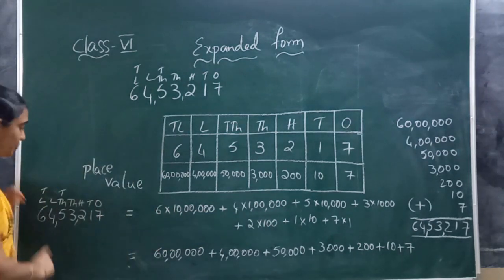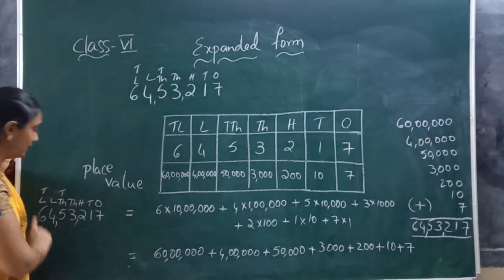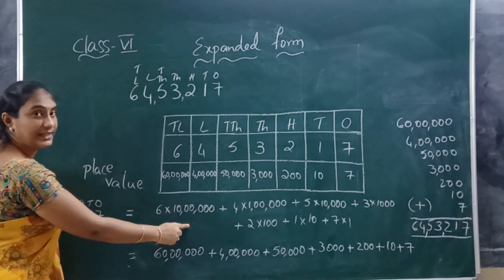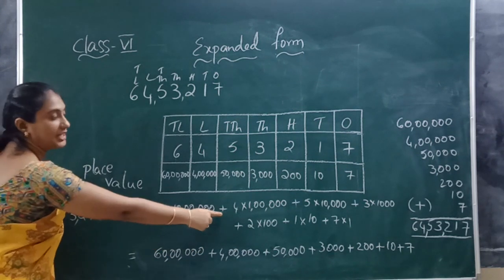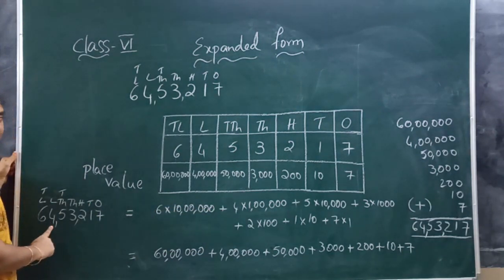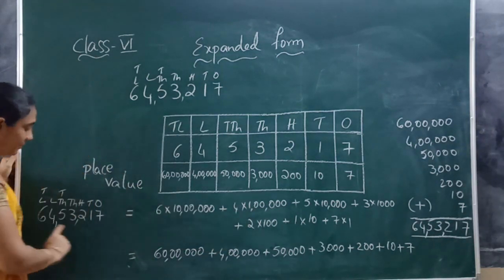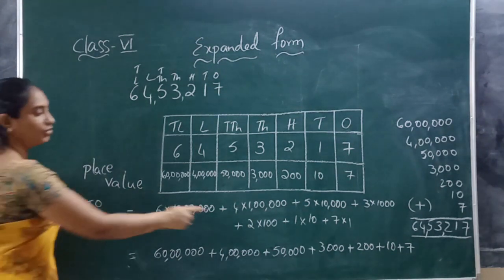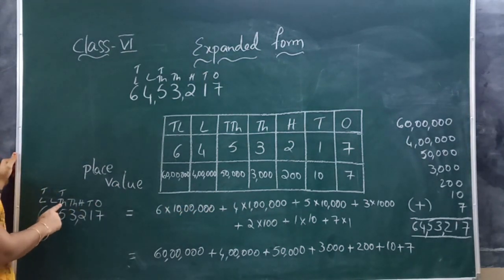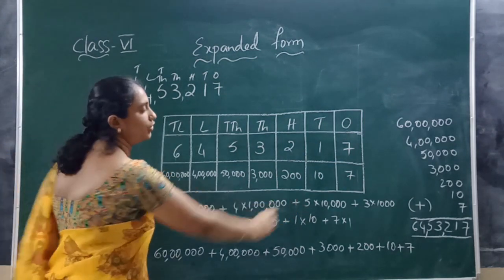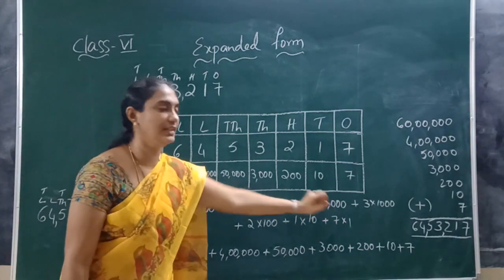See, 6 is in which place? 10 lakhs place. So the term is 6 into 10 lakhs. Next, plus. Here we are adding, so we have to keep the plus symbol. The next number is 4. 4 is in which place? Lakhs place. So 4 into lakhs. Plus. The next number is 5. 5 is in which place? 10,000 place. So 5 into 10,000.